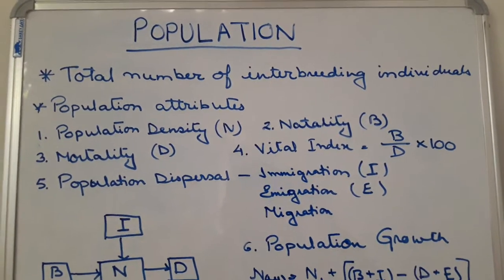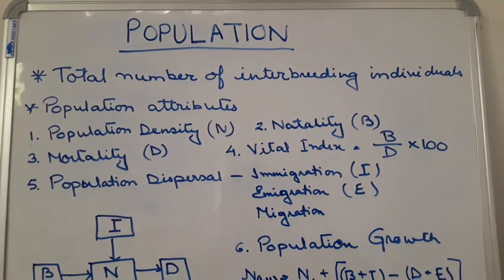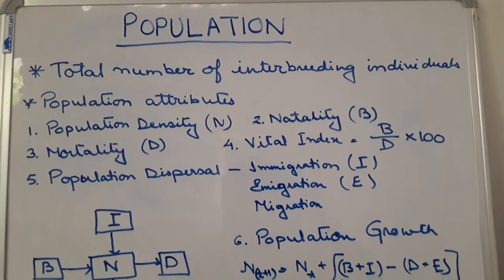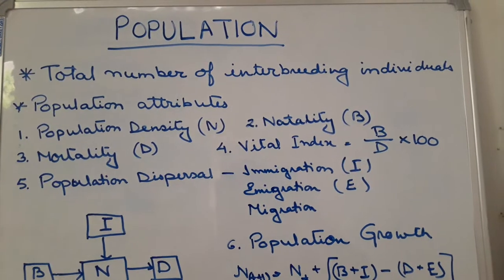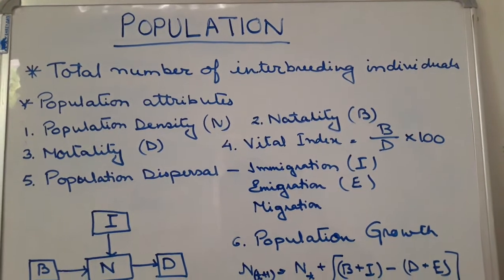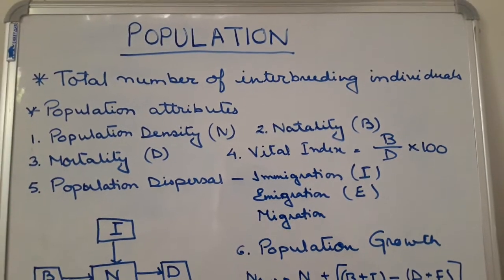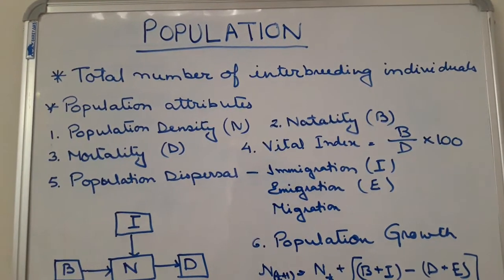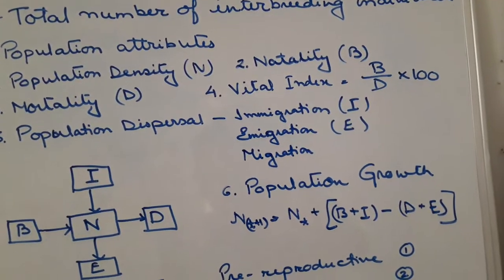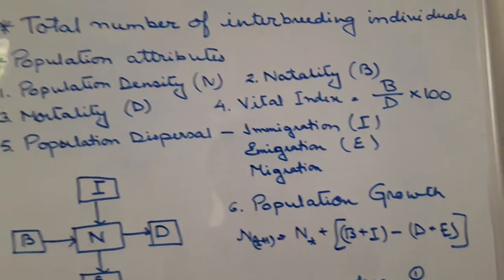Good morning students. So today let's start the new topic, population. Now as we have already studied, the population means the total number of interbreeding individuals of a particular species. That is known as population. Now while studying population, we come across different types of small populations which are present in a particular area. Those are known as the local populations or the demes.